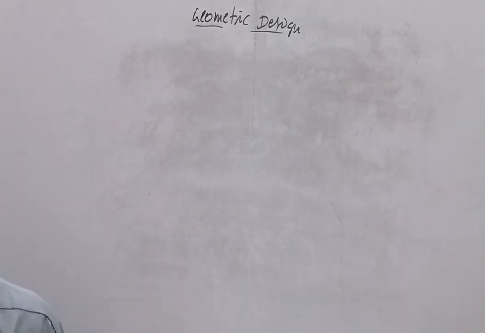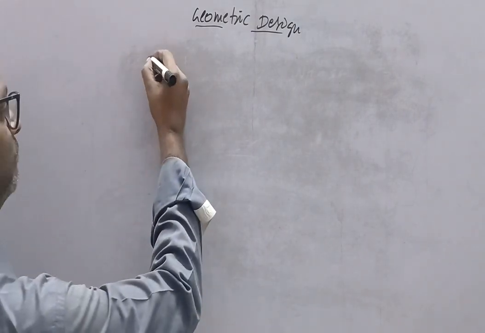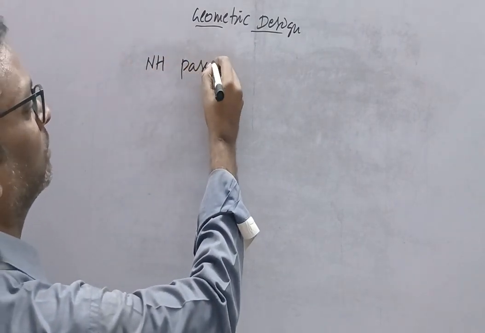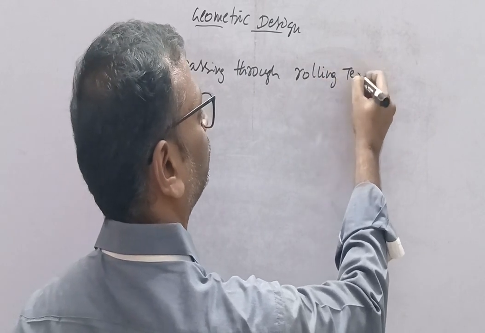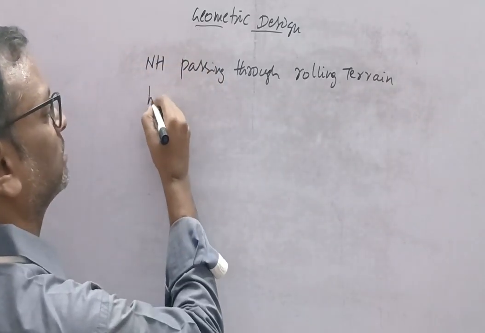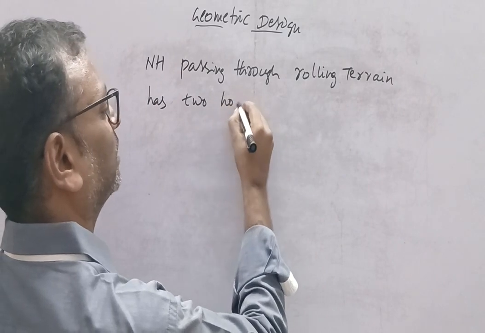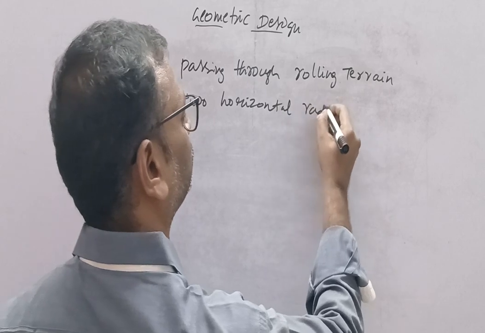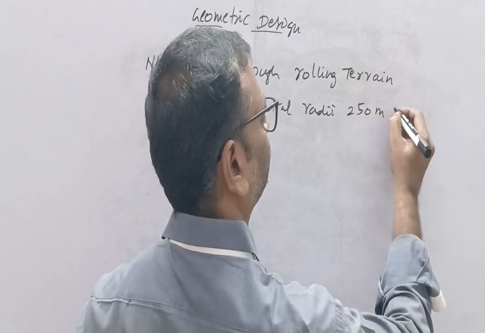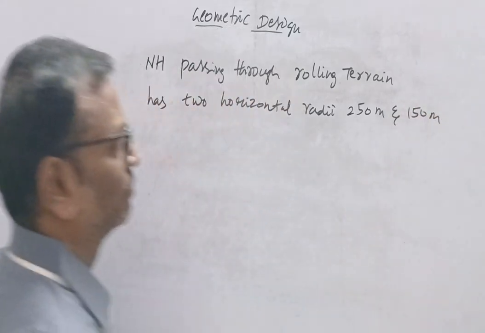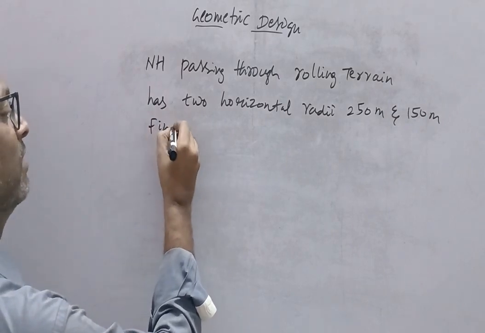Now, rate of superelevation. If a question is asked like this: a national highway passing through rolling terrain has two horizontal radii, say some 250 meter and 150 meter. Find rate of superelevation.